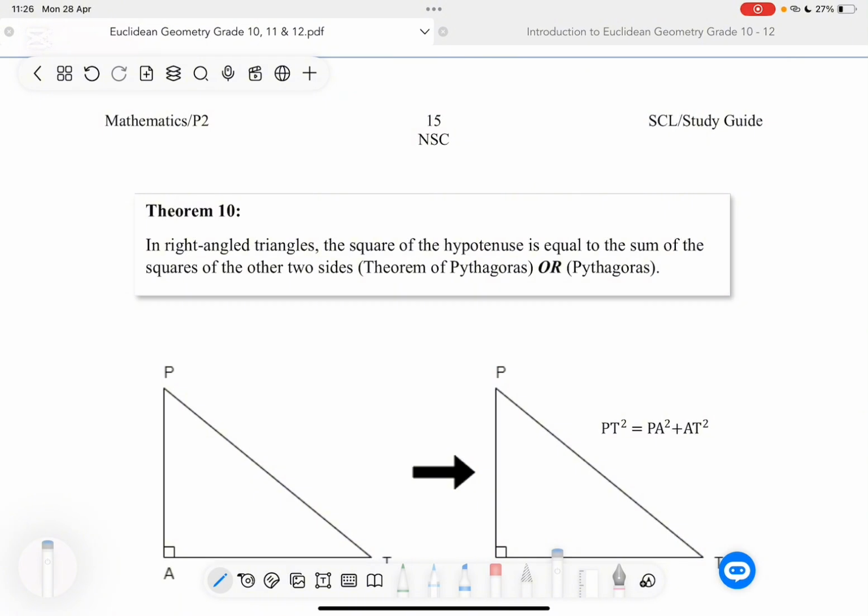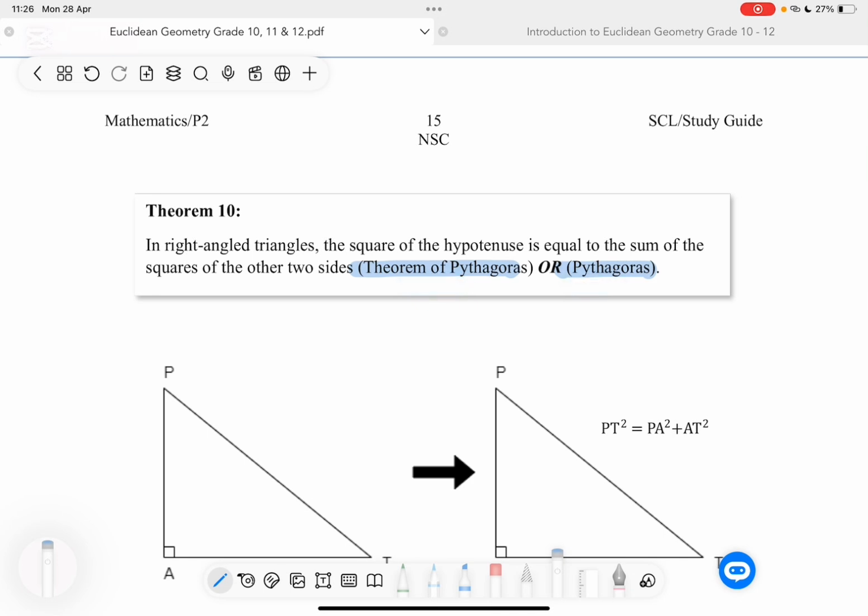Now, Pythagoras put forward this theorem 10 to say, in right-angled triangles, the square of the hypotenuse is equal to the sum of the squares of the other two sides. This theorem didn't take the A part or the B part to give us a short version. We named this theorem after Pythagoras, the theorem of Pythagoras, or you can simply say Pythagoras. Then we know we are talking about this theorem if you mention it in your problem solving. That's how we reference this theorem.